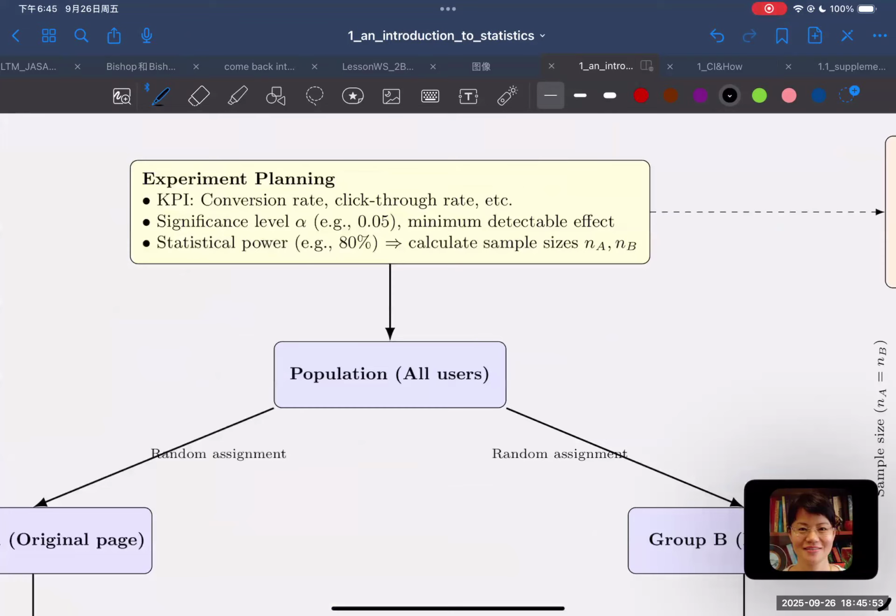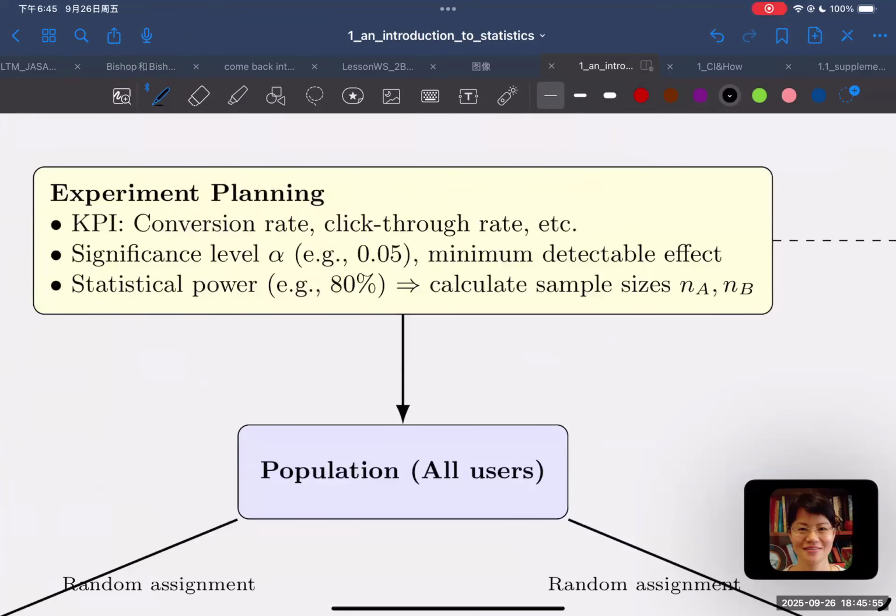So look here. At the very beginning, you have some experimental planning. For example, you would have some KPIs. You guys understand KPIs, right? Conversion rates, click-through rates, weight, etc. And then the next one is the level of significance. What does this mean? This usually means the type 1 error probability. And this is just like the minimum detectable effect.